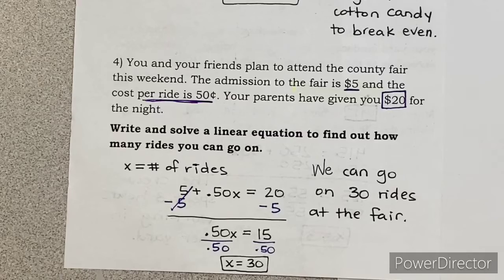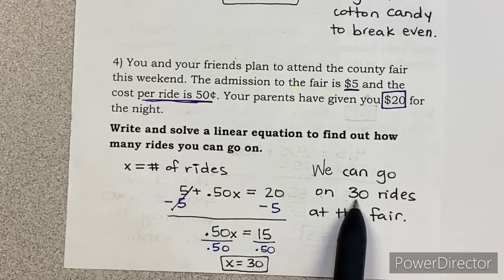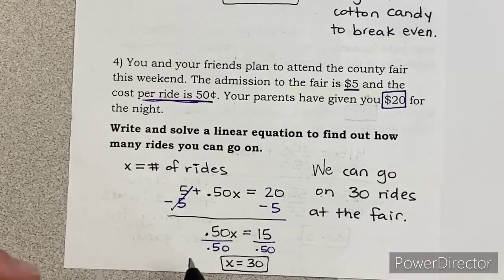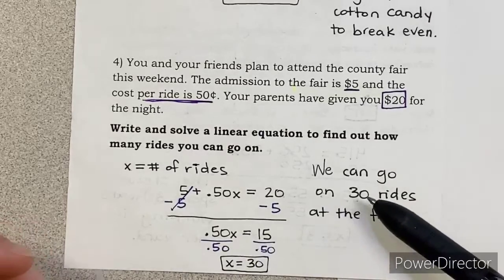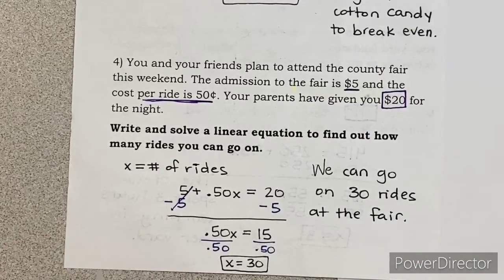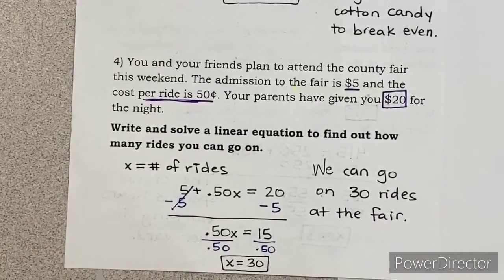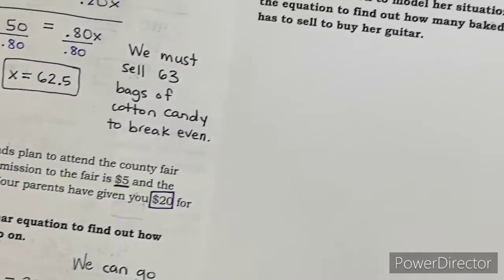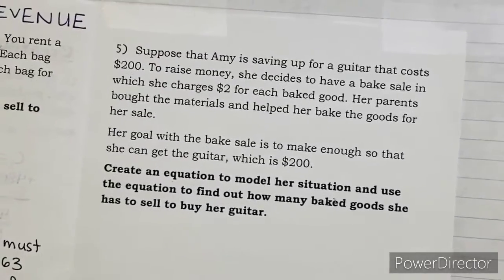Okay? And this 30 doesn't specify if this is like only yours or are you sharing with your friends. So that just means that with the money that you have, you can buy rides for 30 of them. Okay? All right, we have one more that we're going to do.